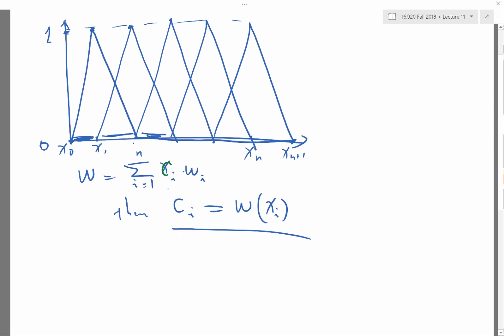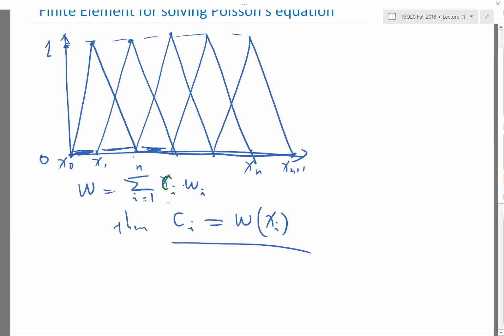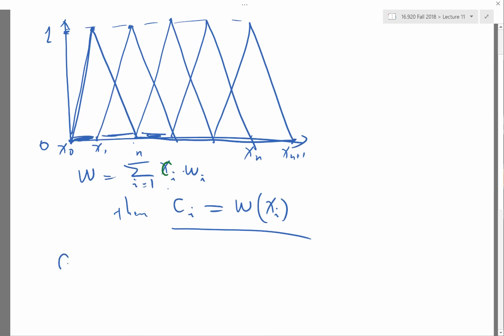A few things to note is that the derivative of these functions are actually piecewise constants, right? The derivative of this function is a positive number in the left element and a negative number in the adjacent element on the right, and of course 0 in the rest of the elements. So this is actually quite convenient because our a of wi, wj is defined as the integral from 0 to 1 of the derivative of the ith basis function times the derivative of the jth basis function.